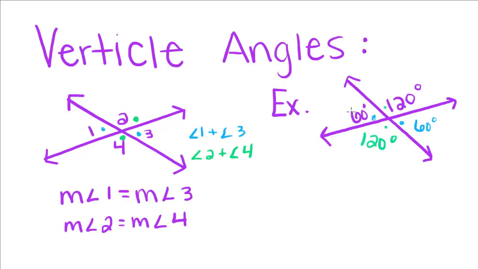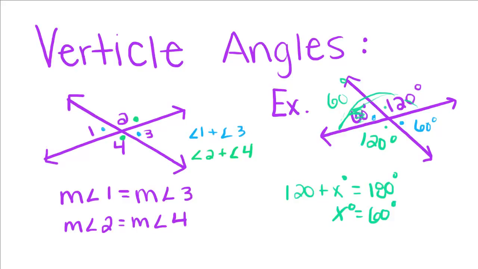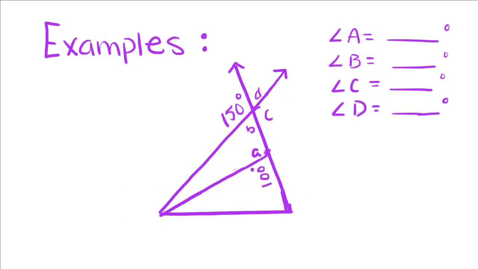And if we didn't know that this was 60 degrees, pretend we didn't know that, we could find that out because these two angles are also supplementary angles. So we could have taken 120 plus x is equal to 180, and we would have found out that yes, this is indeed 60 degrees. So those are the three types of angle pairs. So now that we know all three, we're going to do an example using all three of the angle pairs.